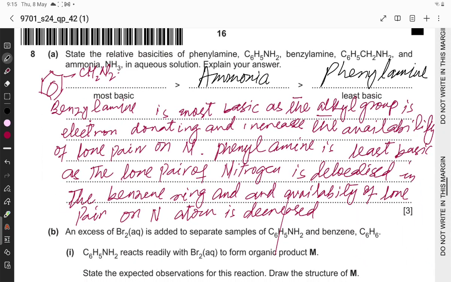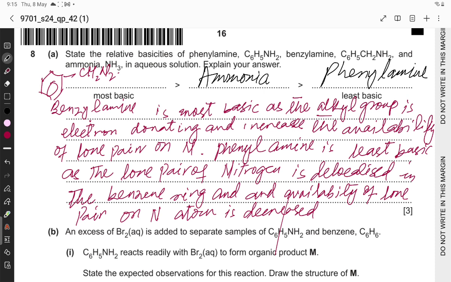State the relative basicity of phenylamine, benzylamine, and ammonia in aqueous solution. Explain your answer. Benzylamine is more basic than ammonia, and ammonia is more basic than phenylamine.